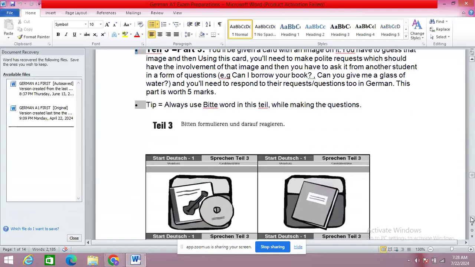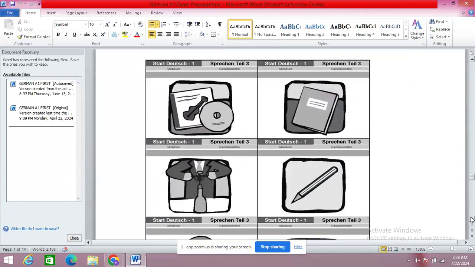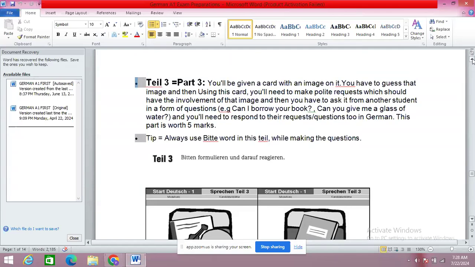Now in the next tile also, we need to create questions, but in the form of a polite request. Here we are going to get an image again, but this is some product image that we need to first recognize. Once we are able to guess the image given to us in a card, we need to make the polite request in the form of a question, like, can I borrow the book? Can you give me a glass of water? And then the other person is going to answer that.